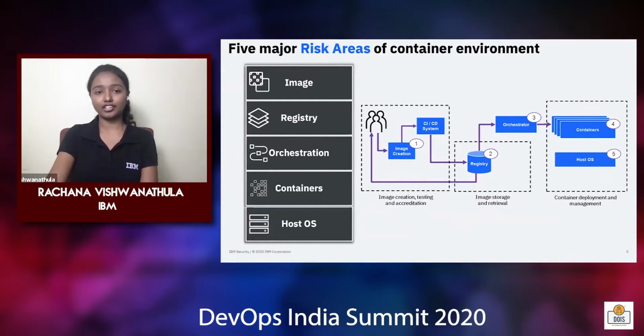So let's dive into the actual security concerns around container environments. These are the 5 major risk areas that we observe in a container environment. It starts with images. Containers are built either using a parent or a base image. Images are useful for building containers because you can reuse the various components of an image instead of building an image from scratch. However, like any piece of code, images or their dependencies could contain vulnerabilities.